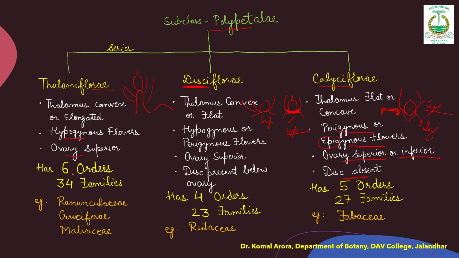So you have to remember the number of orders and families in particular series. So here we have 6, 4 and 5 orders and 34, 23 and 27 families. The one in your syllabus under Thalamiflory is Cruciferae, whose new name is Brassicaceae. Under Disciflory you have studied Rutaceae, that is the citrus family. And under Caliciflory in your syllabus you have Fabaceae, and its old name is Leguminosae.